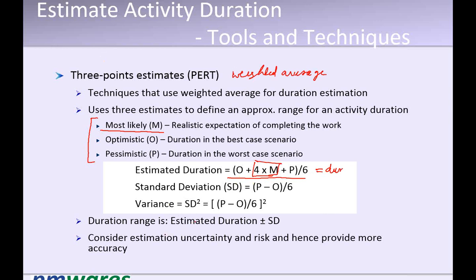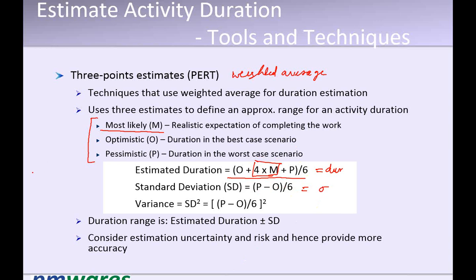Now we are not satisfied only with the duration. We also calculate the standard deviation. The standard deviation is the higher limit minus the lower limit divided by the number of incidences. The number of incidences is 6 here. The higher limit is pessimistic and the lower limit is optimistic. Pessimistic minus optimistic, divided by 6, turns out to be the standard deviation. We also calculate variance. Why do we calculate variance? The reason is that we cannot add the standard deviations.